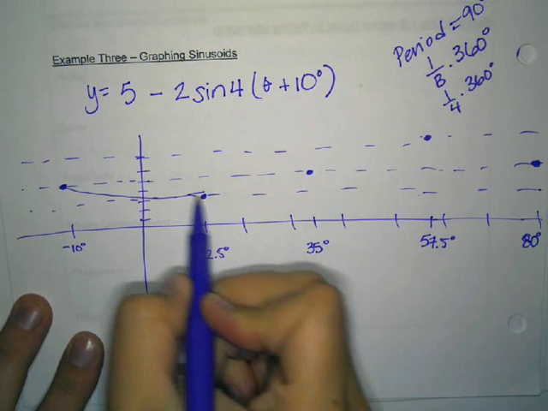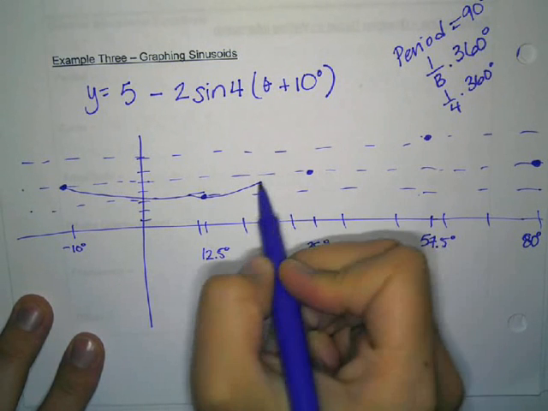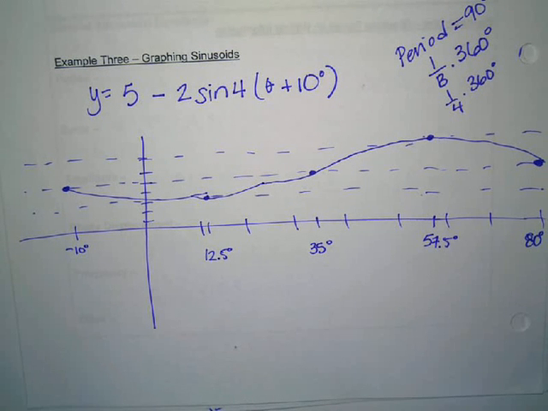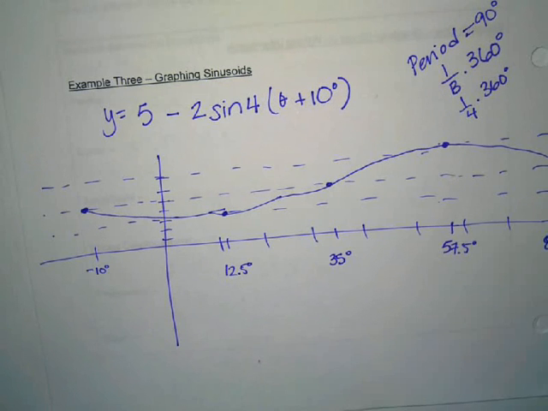Mine's really stretched out, so it's going to look really sloppy. But there's your sine function. Now, if I wanted, I could graph more than one cycle. This is just one cycle. Sometimes I ask you to graph 2. And then to do that, you would just have to take 80 and use that as your starting point and go out another 90 degrees and make new tick marks.